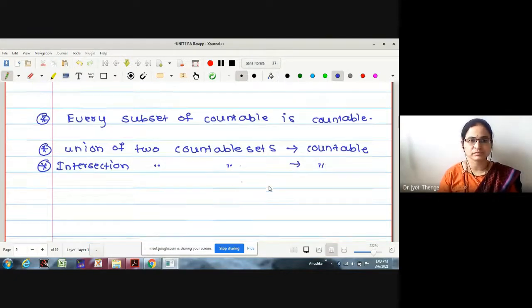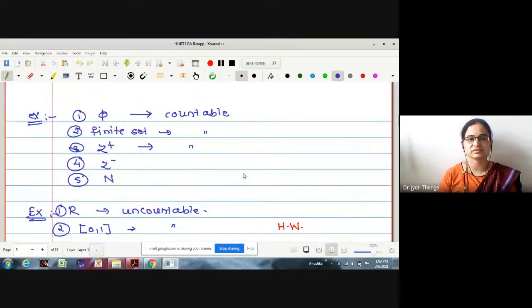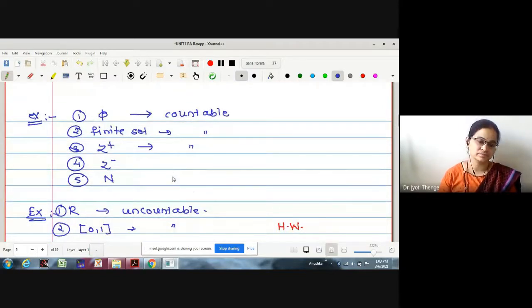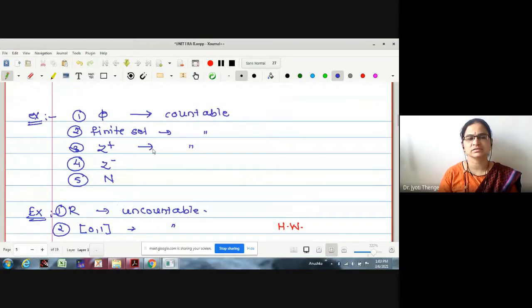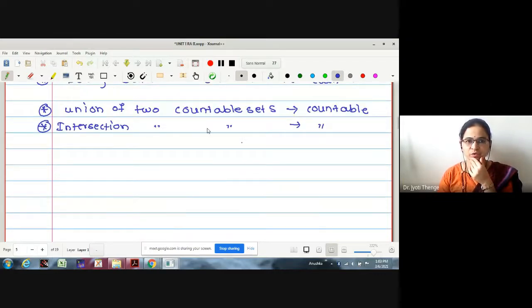Okay. Now one example I forgot: rational numbers. Where should I write, countable or uncountable? Countable. You must see the proof also, why these sets are countable. Here we have written: union of two countable is countable.